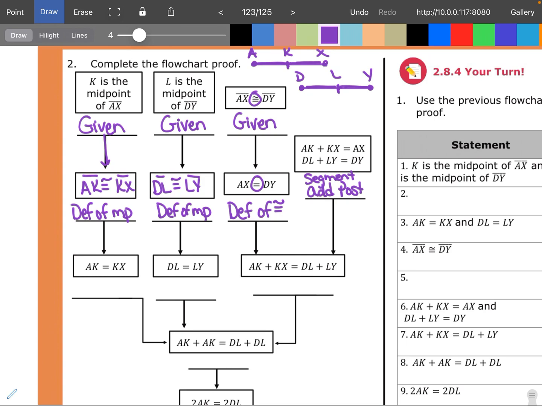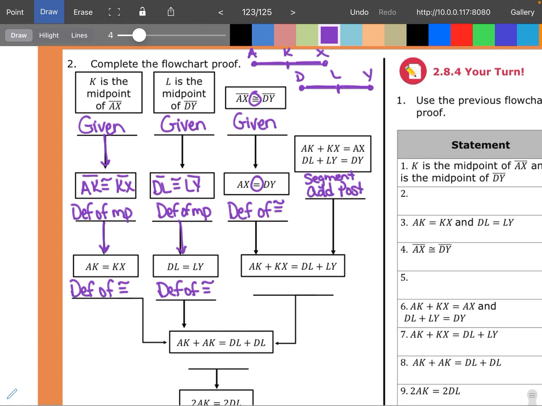Now, we can just take from definition of a midpoint down to here, all you're doing is you're going from congruence to equality. So that is definition of congruence again. And same thing here. We're going from congruence to equality, definition of congruence.